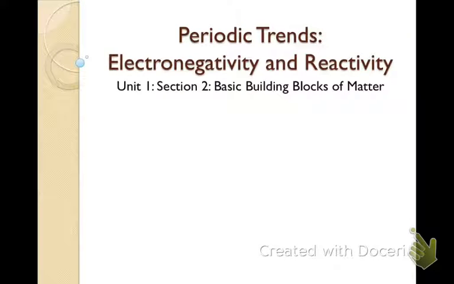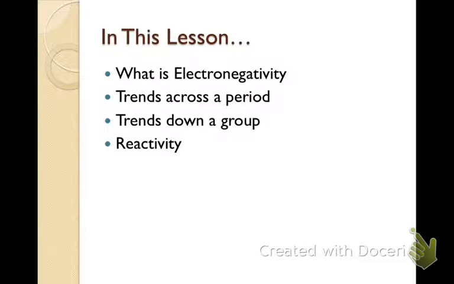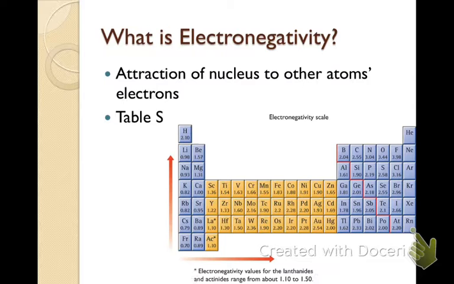Hi guys, so here we're going to talk about the two most important concepts in chemistry. They're electronegativity and reactivity. You'll need your notes, table S, as well as the periodic tables. So we're going to talk about what electronegativity is, its trends across a period and down a group, as well as reactivity. So electronegativity is how attracted an atom is to another atom's electrons.